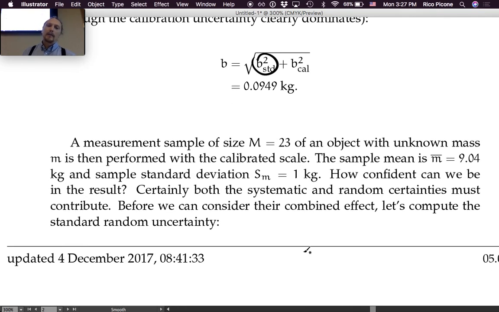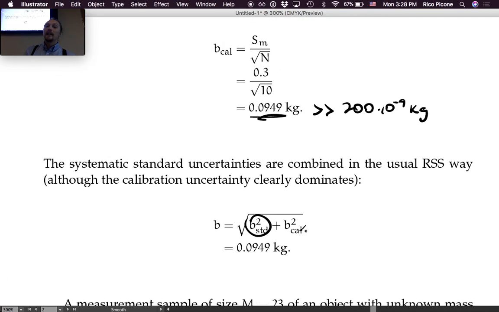The measurement sample of size m equals 23 of an object with unknown mass m is then performed with the calibrated scale. Okay, so now we have a scale that's calibrated. So this was all just for the calibration, right? We have the NIST 10 kilograms. We stuck it on there and we measured it, and then we adjusted our calibration. But there was some uncertainty introduced by that, because we adjusted it by an amount that we had to measure, the offset, right?